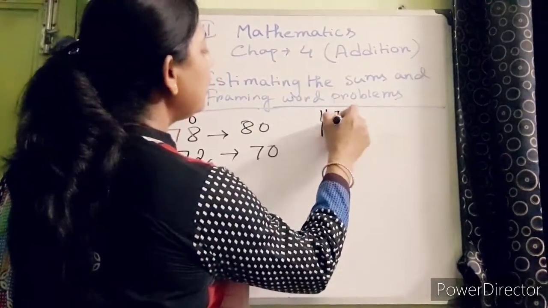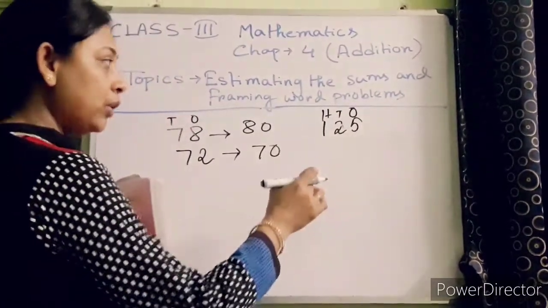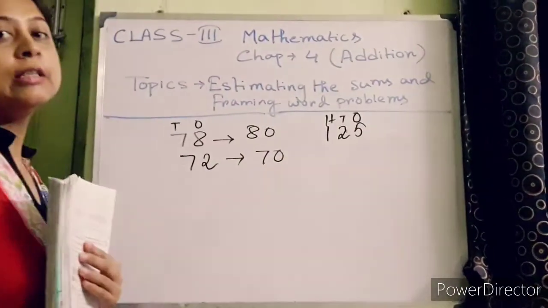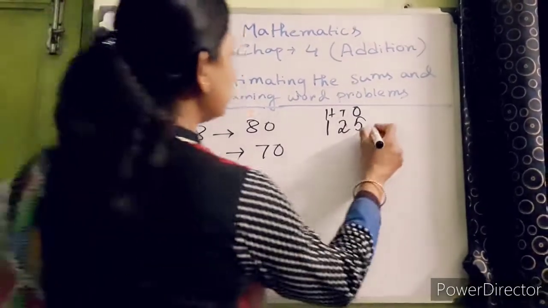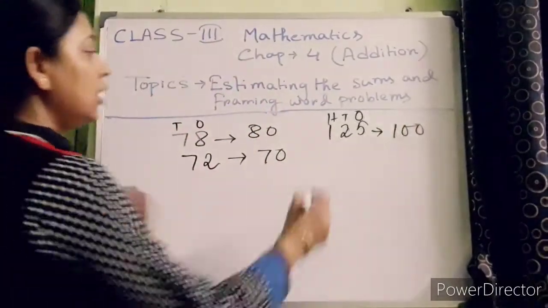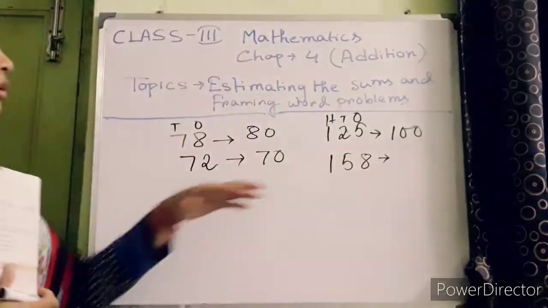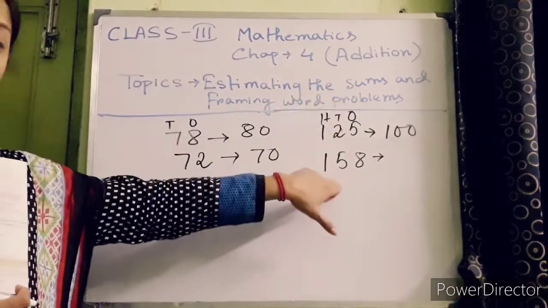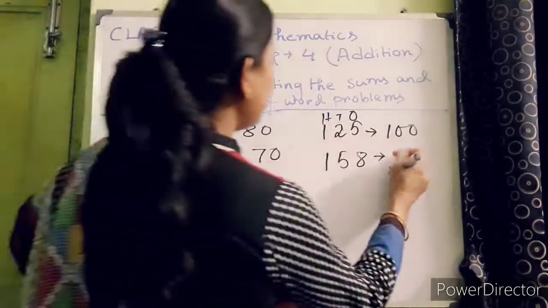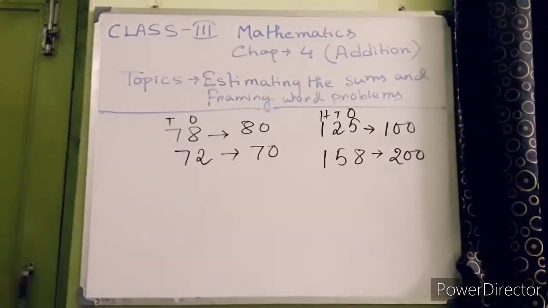In the same way, suppose 125, with 100, tens and ones. If you round up to the hundreds place, you see the tens digit. 2 is present here and 2 is less than 5. So it will be 100. If it is 158, 5 is present in the tens place, it is equal to 5. So rounding up this number will be 200. Clear?